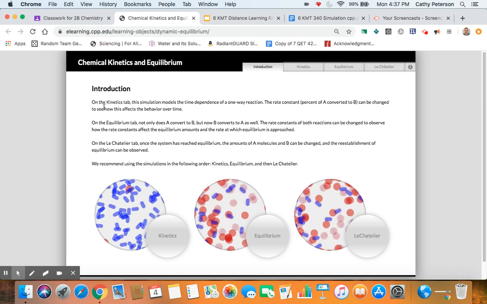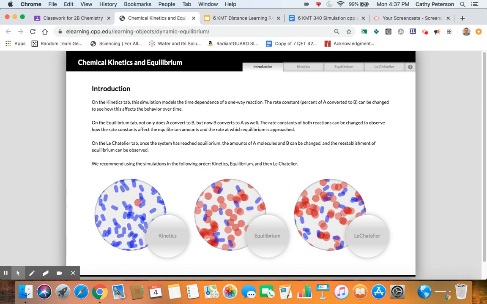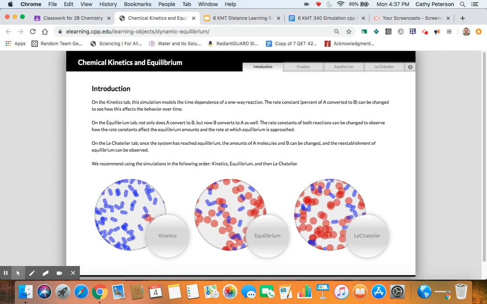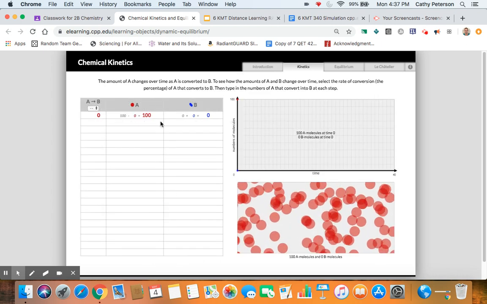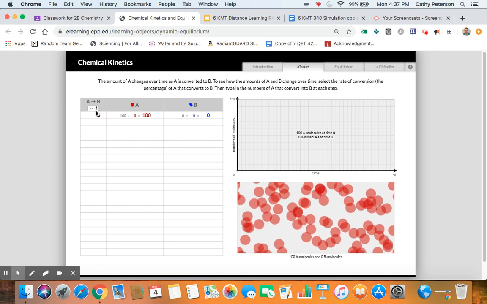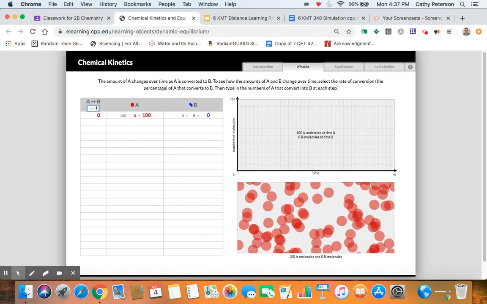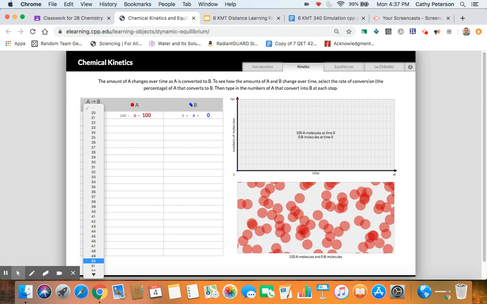If you read the introduction, it says it models a time-dependent one-way reaction at a constant rate, the percent of A converted to B. So click on the kinetics tab, and we're going to use this little part right here to change the rate. If you click right here, you'll be able to pick a rate of reaction. For my example, I'm going to pick 50.